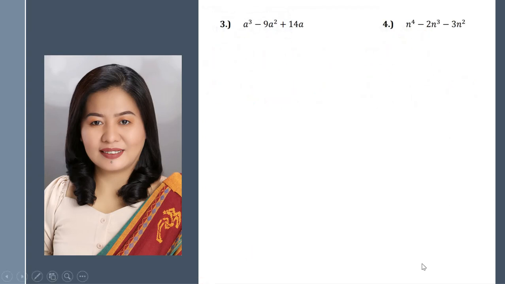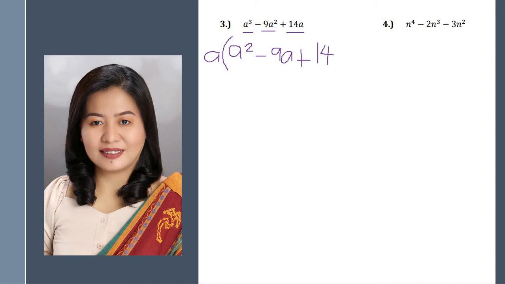Next, we have a cubed minus 9a squared plus 14a. Is there a common factor among all three terms? Yes, there's the a. So take out the a as a common factor. A cubed divided by a, that's a squared, minus 9a squared divided by a, so we have 9a. And 14a divided by a is 14.